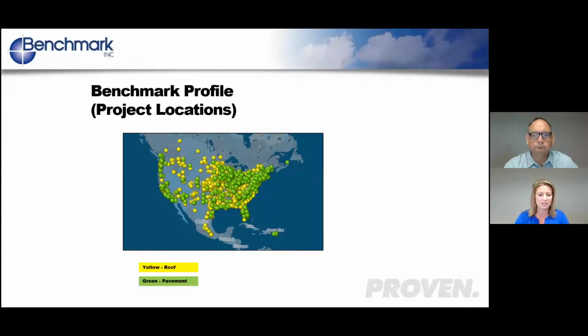This is just a slide to show you where we work, just so you can see the yellow are our roofing projects, green are our pavement. So just a high-level overview of all of the different areas where we work from coast to coast.